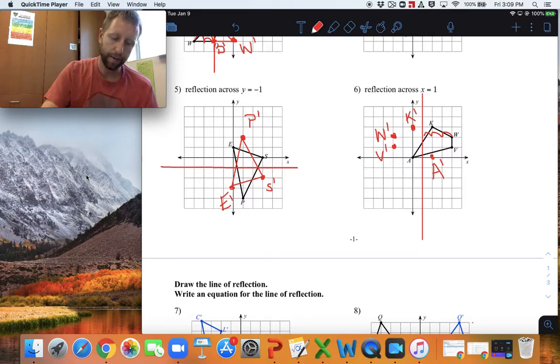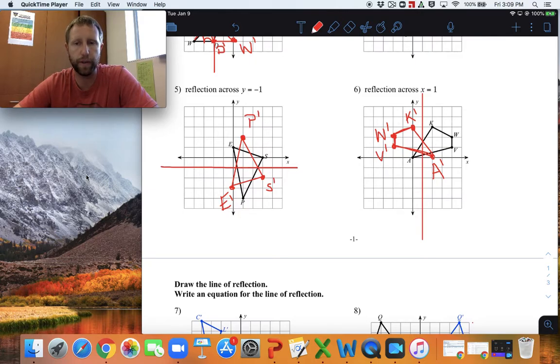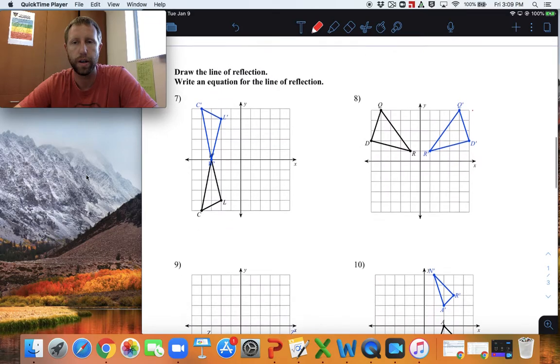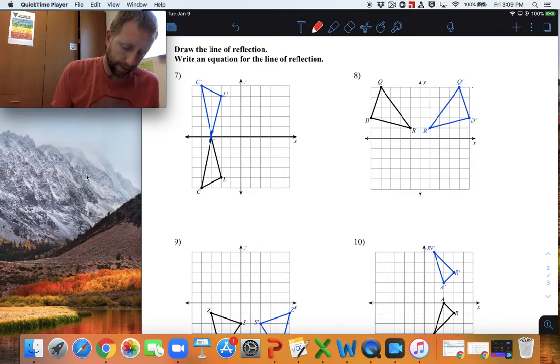Now that I have all those points plotted, I can go ahead and connect them. And there's my new image. All right, so when you flip it over to the next page, we have to draw the line of reflection and then write the equation for it. So for this first one, it looks like they're touching, which means one of the points isn't moving, and that's where the line of reflection is.